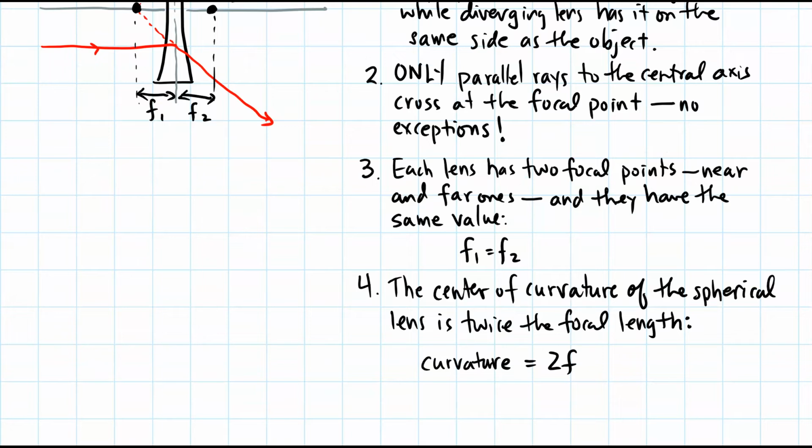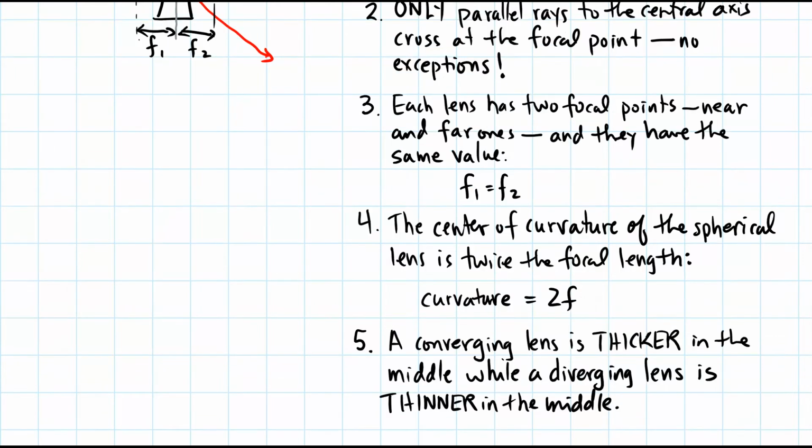Each spherical lens has a curvature. This curvature is twice the focal length. Last but not least, a converging lens is thicker in the middle, while a diverging lens is thinner in the middle. That's how you can tell the difference between the two. When light goes through these lenses, they will form images. Next, we look at image characteristics.